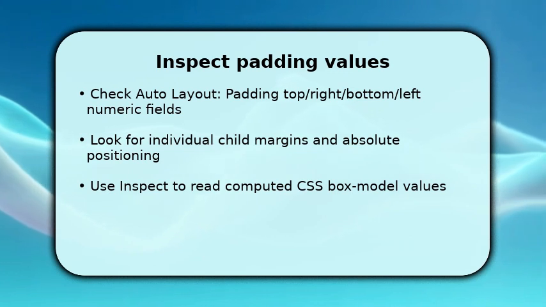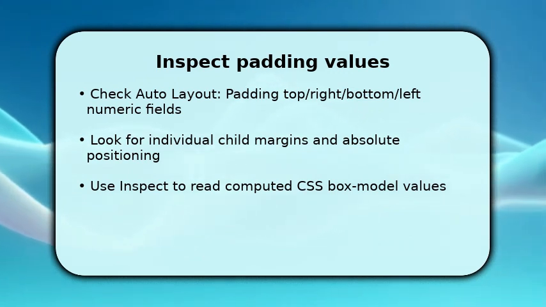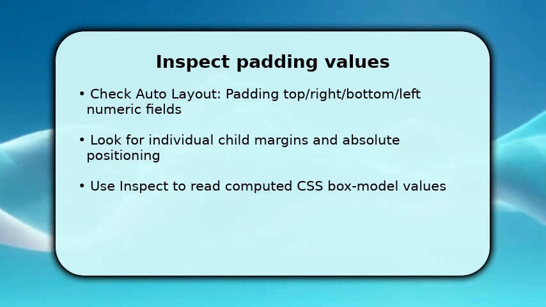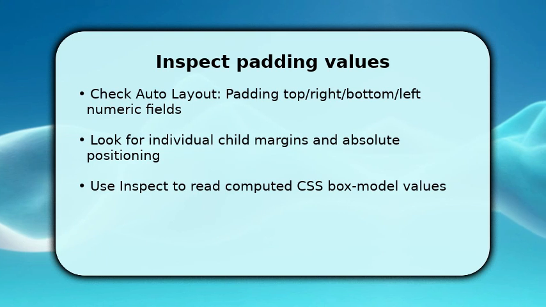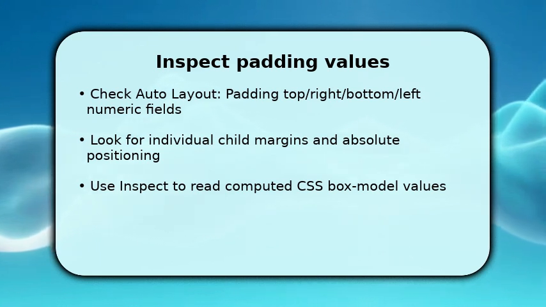If not, check each child's position and margin-like spacing. Absolute coordinates can mimic padding. Use the Inspect tab to view computed box model numbers for PX values. This tells you exactly what Figma will export.